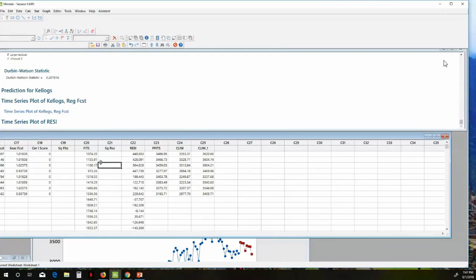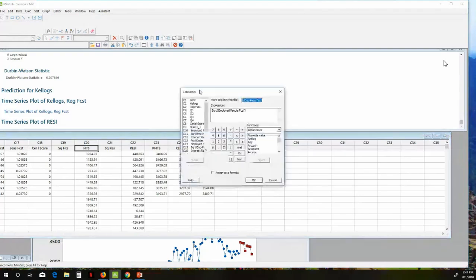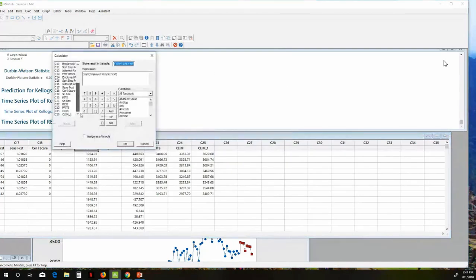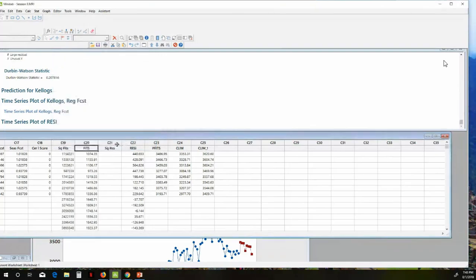Okay. And how do you get the squared fits? You go to the fits and go to the calculator first. Squared fits. We're going to put the answer in squared fits, and I'm going to multiply fits times themselves. Fits asterisk fits. Now what we've done is amplified the variation with this. Now let's do the same thing with the squared residuals.